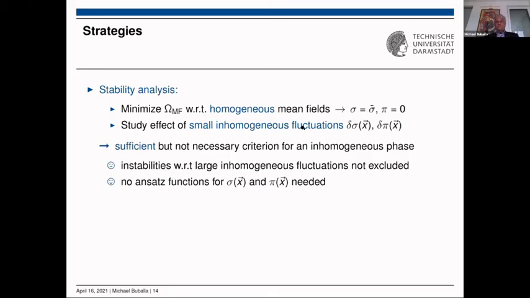So therefore it is a sufficient criterion for an inhomogeneous phase. It is not necessary, because it could still be that the homogeneous phase is stable against small fluctuations, but unstable against large fluctuations. But in any case, the good thing is that we don't need to make any ansatz for the spatial shape of these functions. Therefore, in particular, it is well suited to identify second order phase transitions towards the inhomogeneous phase, because then these fluctuations are by definition smaller, getting zero at the phase boundary.